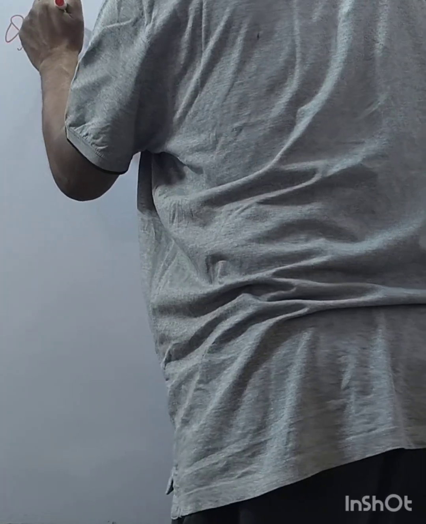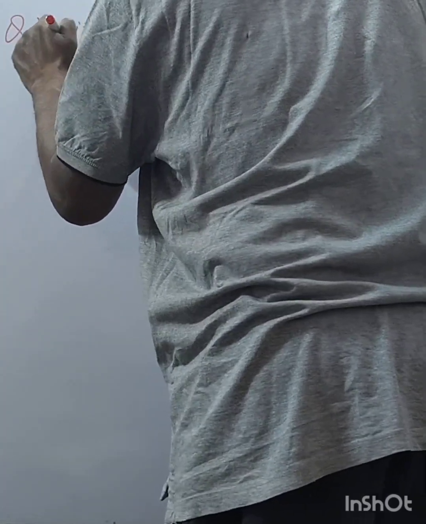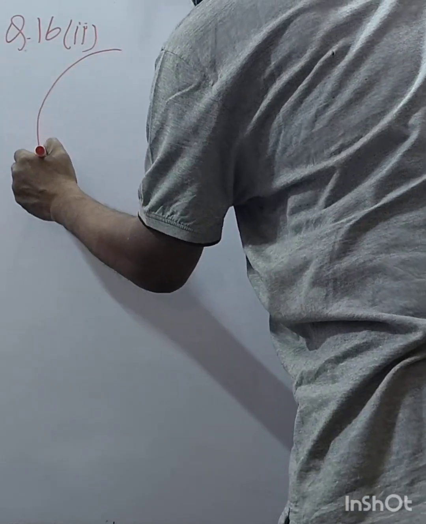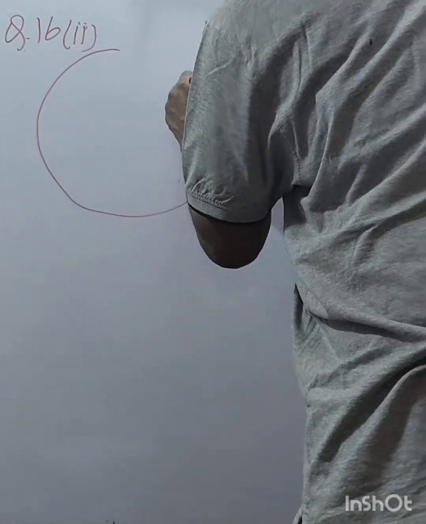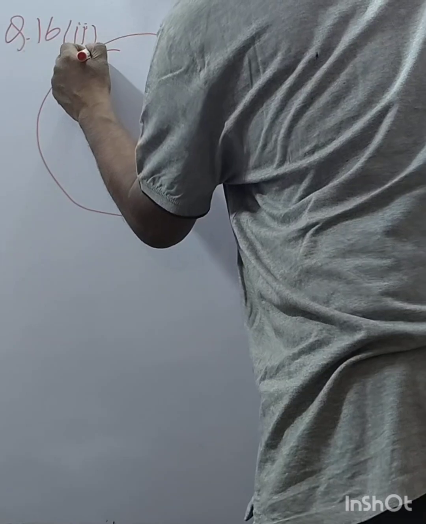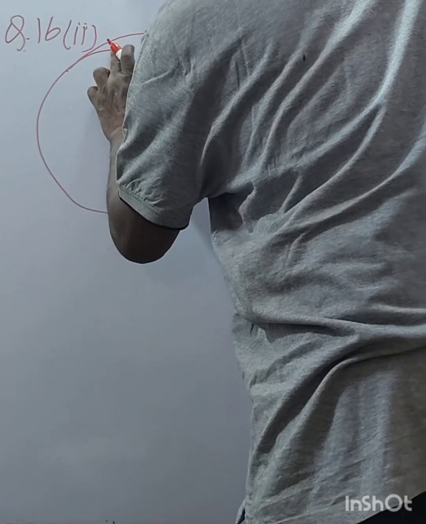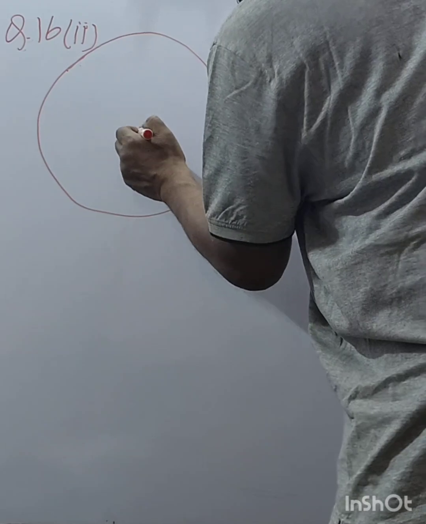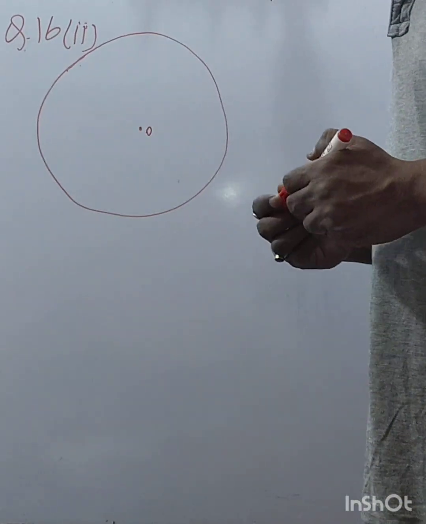Yeah. So the question is like this. This is question number 16, and you have part 2. There is a circle like this with center O.